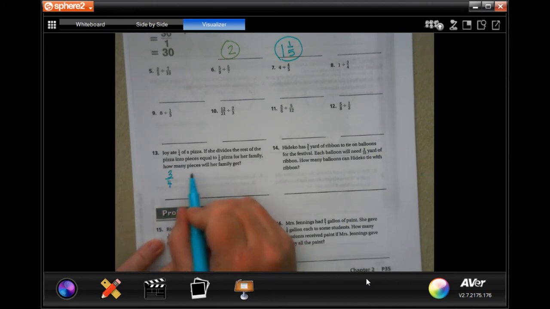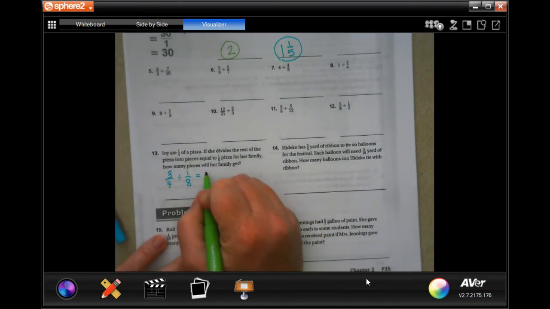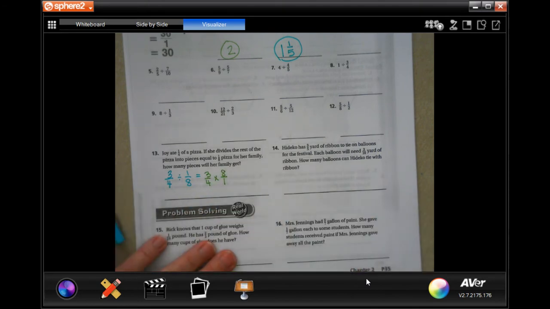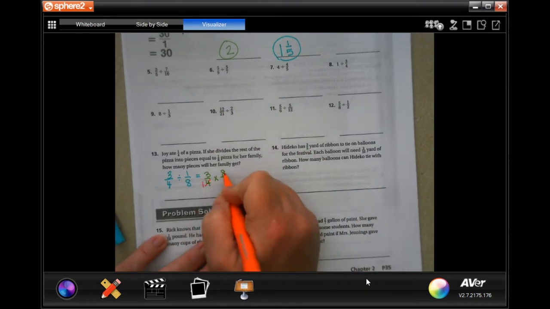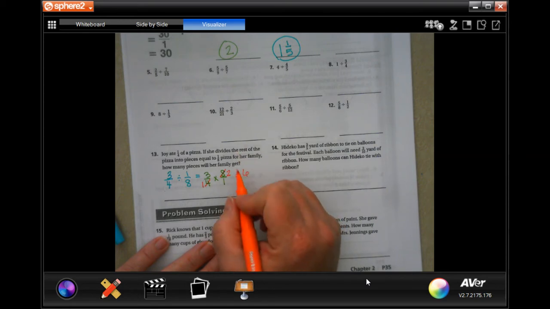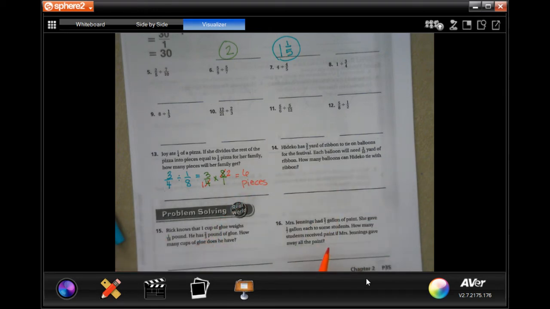If she's dividing that into 1/8 size pieces, then we can keep, change, and flip, and 4 goes into 4 once and 4 goes into 8 twice. So now her family will get 6 pieces. Okay? Good.